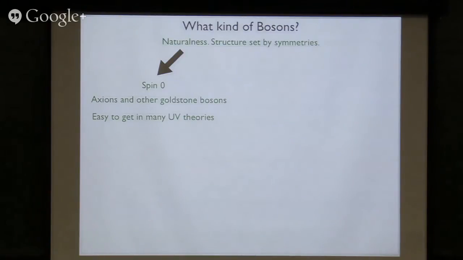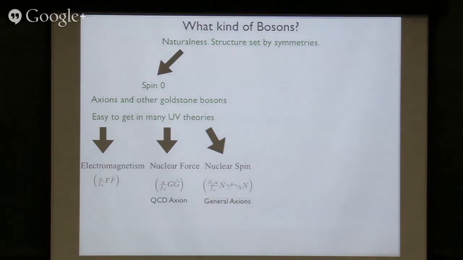And as I said, they're very easy to get using theories. And once it's a spin zero boson, a Goldstone boson, it can couple to the standard model in three ways. That's it. It can couple to electromagnetism through this operator, A over F, E dot B. There's a similar coupling to the gluons, and a slightly different coupling that you can have to nuclear spin and electronic spin. The nuclear spin happened to be more interesting to me.